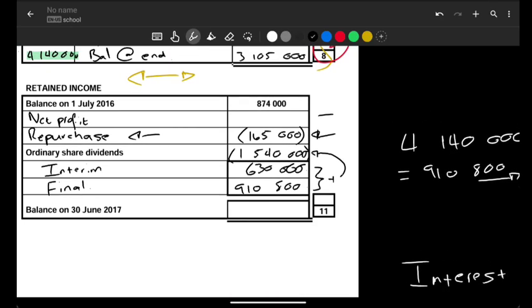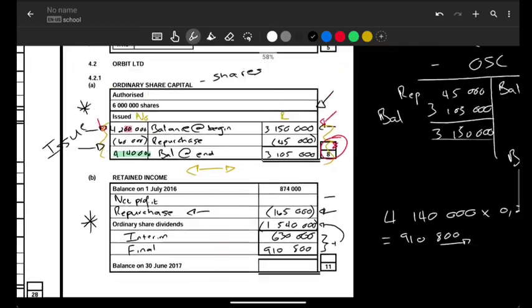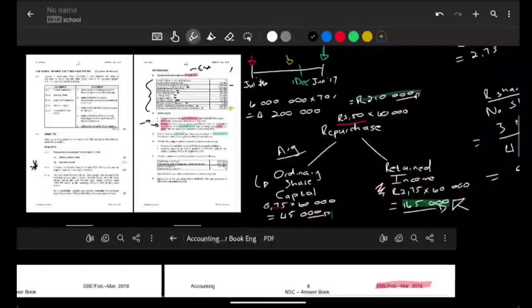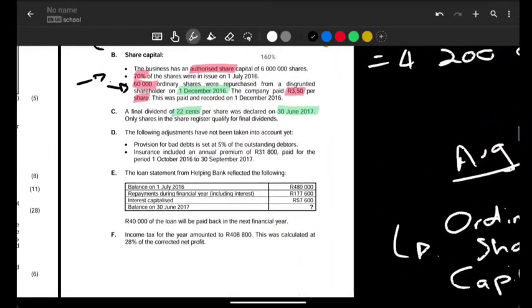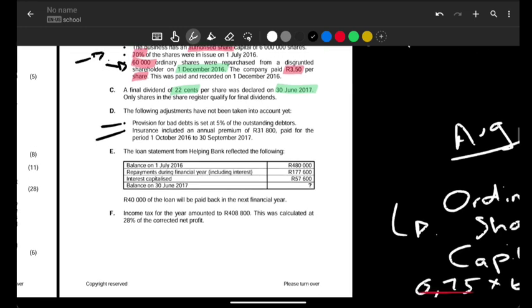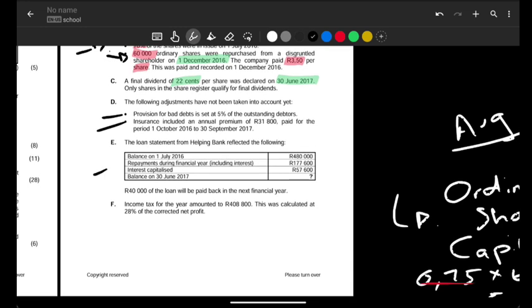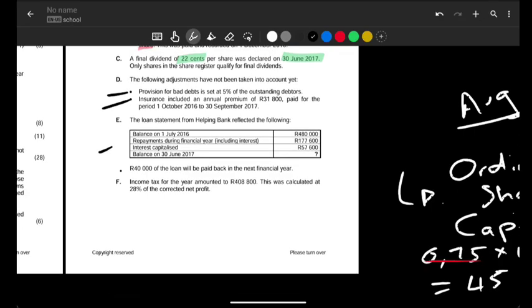Now, the only thing missing here is net profit. Let's see how we are able to get our net profit, right? The following adjustments have not been taken into account. This is concerning provision for bad debts and insurance, right? We can skip through that. The loan statement, we can skip through that. Information F, income tax for the year amounted to 408,800. This is calculated at 28% of the corrected net profit.